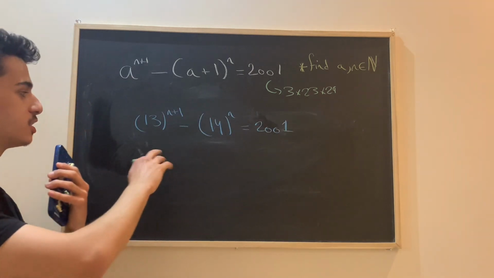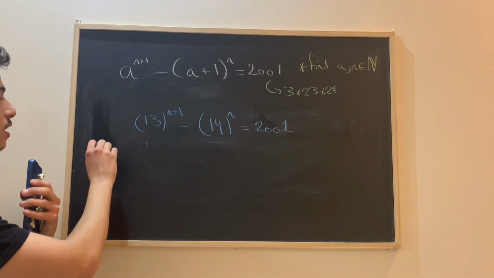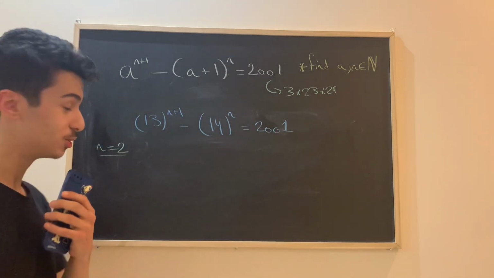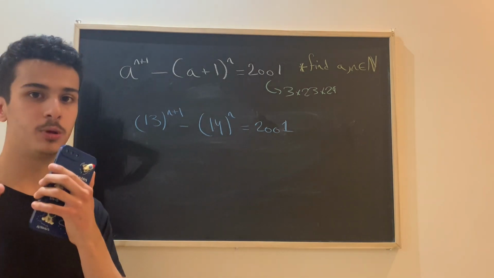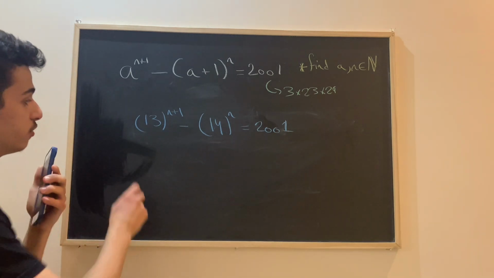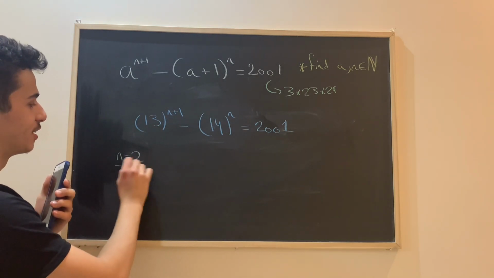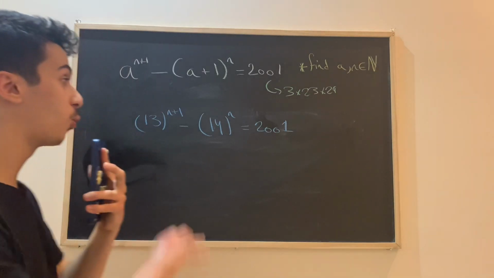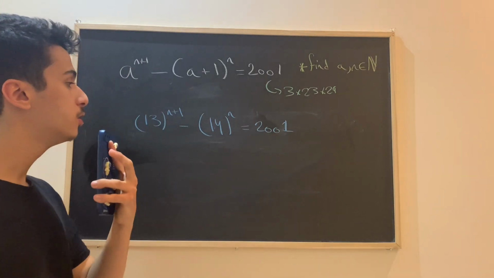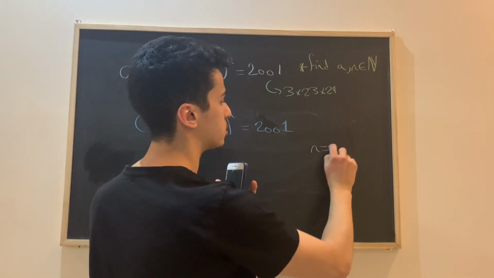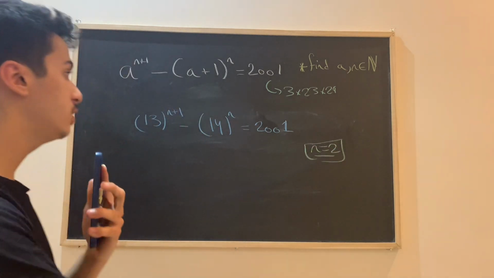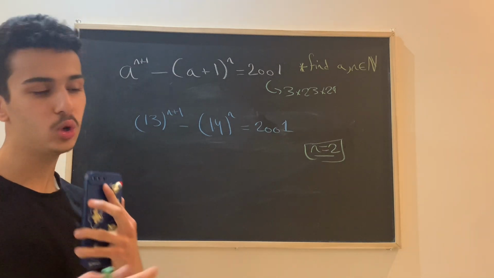Trying simple values like 1 and 2 for n, you'll find that n equals 2 is a solution. How do we prove there aren't more solutions? We need to take a restrictive modulus. What do I mean by that?